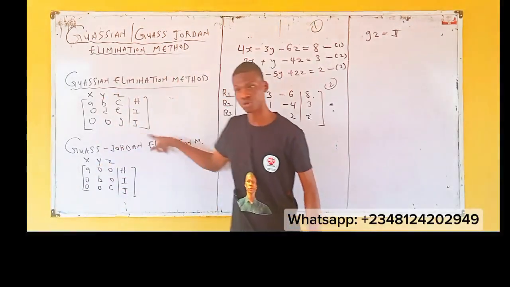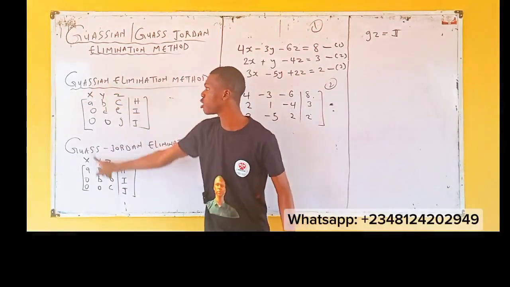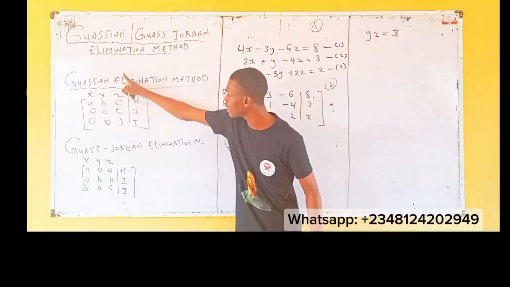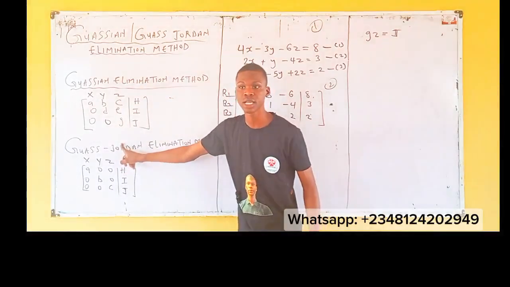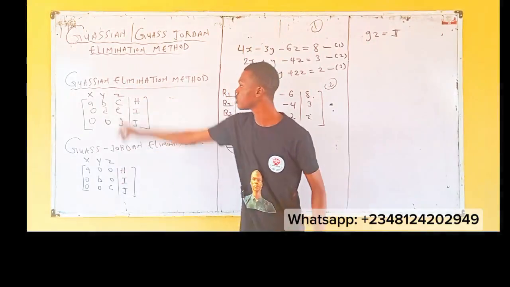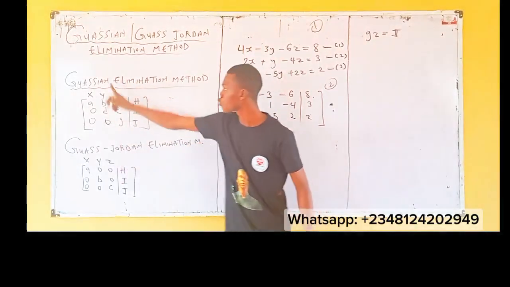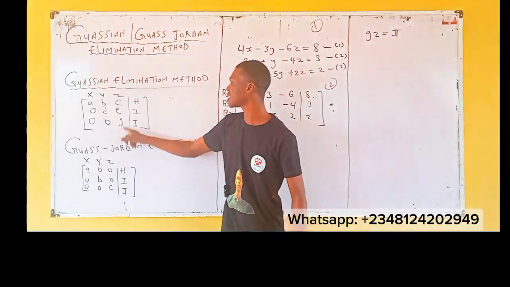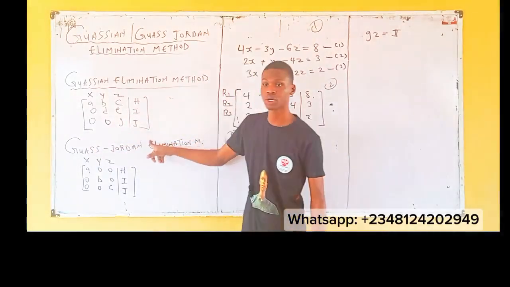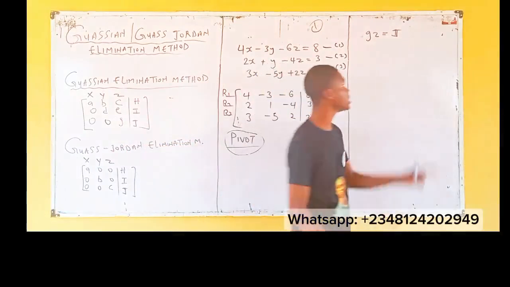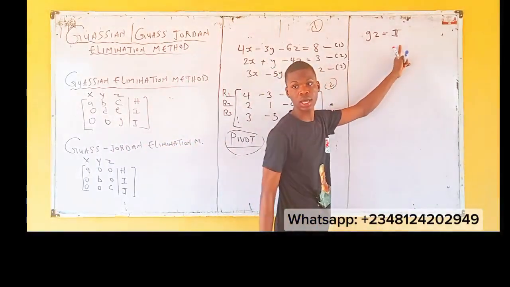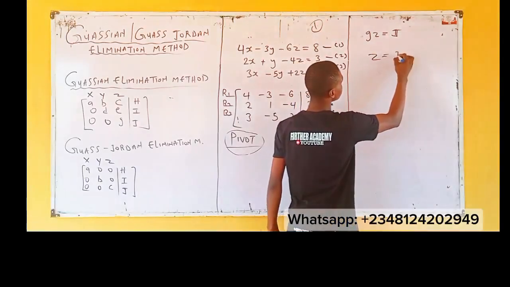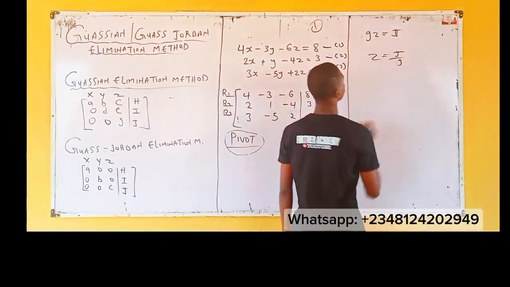Observe, from this last row, this column is for X, this column is for Y, and this column is for Z. Meaning, any entries you have here become coefficients of Z, coefficients of Y, coefficients of X. Meaning from here, you can say that GZ is equal to J. Make Z the subject of the formula. It becomes Z is equal to J over G.